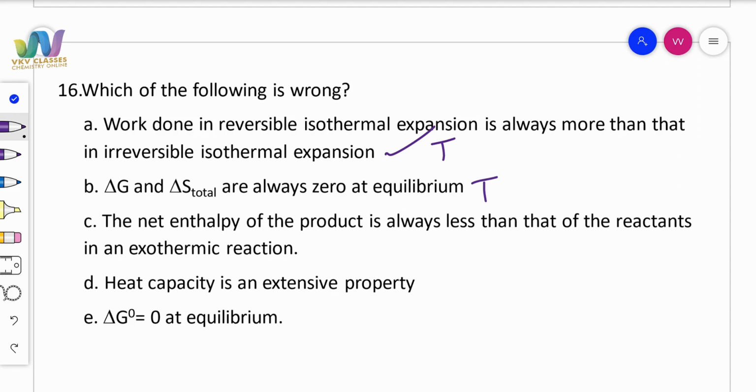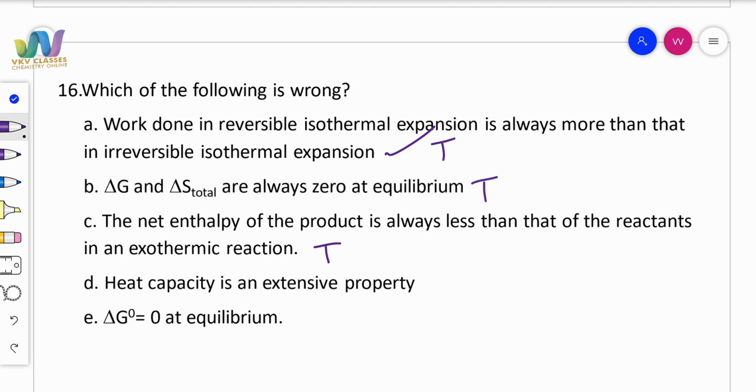The net enthalpy of the product is always lesser than that of the reactants in an exothermic reaction. This also is true. Product will have a lesser energy because according to the law of conservation of energy, energy can neither be created nor destroyed. So the heat that is going out is from that of the reactant. So product will have a lower enthalpy than the reactant in an exothermic reaction.